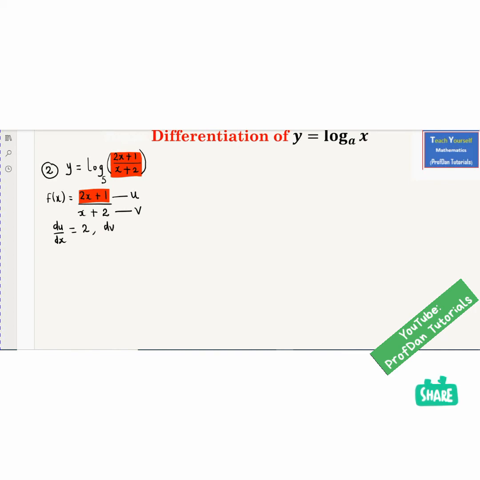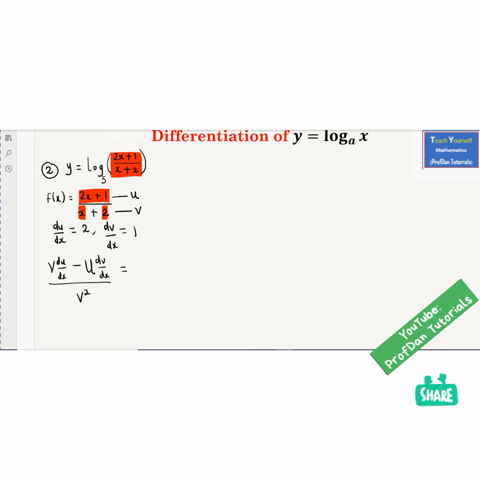I also need to differentiate my v with respect to x. When I differentiate x, I get 1, and when I differentiate the constant, it will be left with 0. So this is our result. And remember, in general, what quotient rule says is that you have v, the denominator, times the differentiation of the numerator, minus the numerator times the differentiation of the denominator, all over v squared.